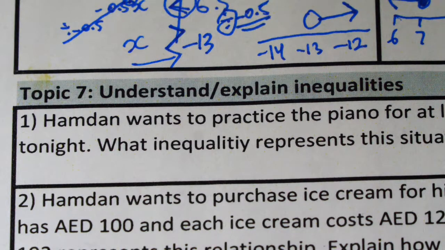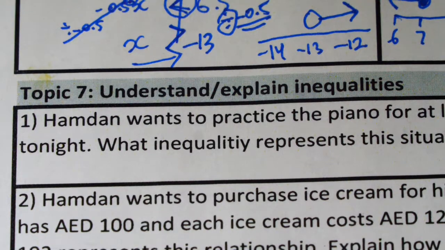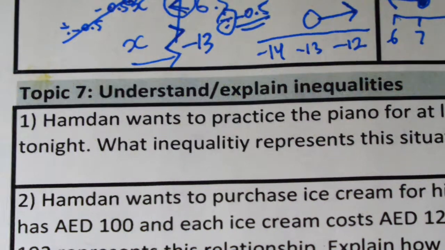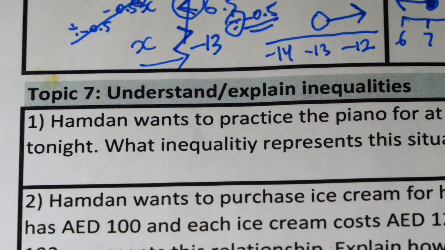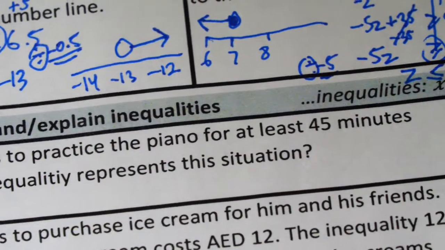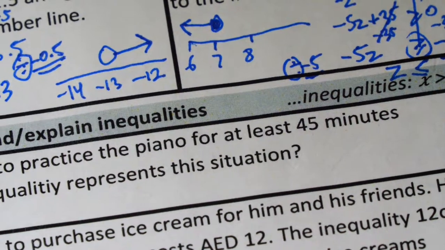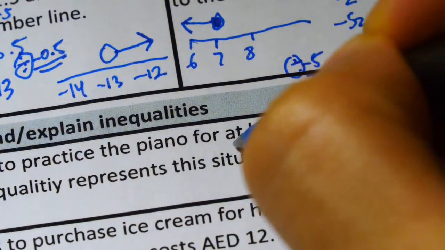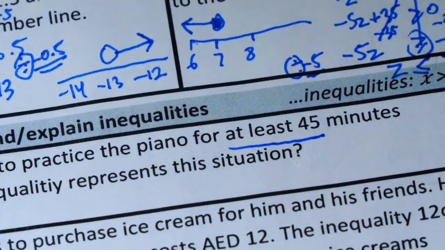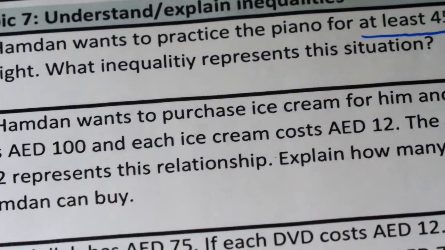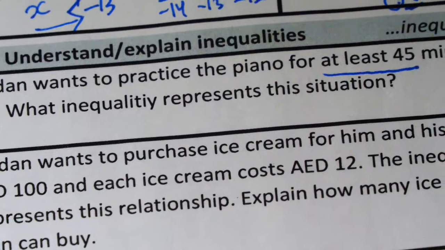Topic 7. Understand or explain inequalities. So here we have worded questions for inequalities, and we just want to try to understand what they mean and what the inequality looks like. For question number 1, Hamdan wants to practice the piano for at least 45 minutes. So this is the key word here, at least 45 minutes. The question says, what inequality represents this situation?